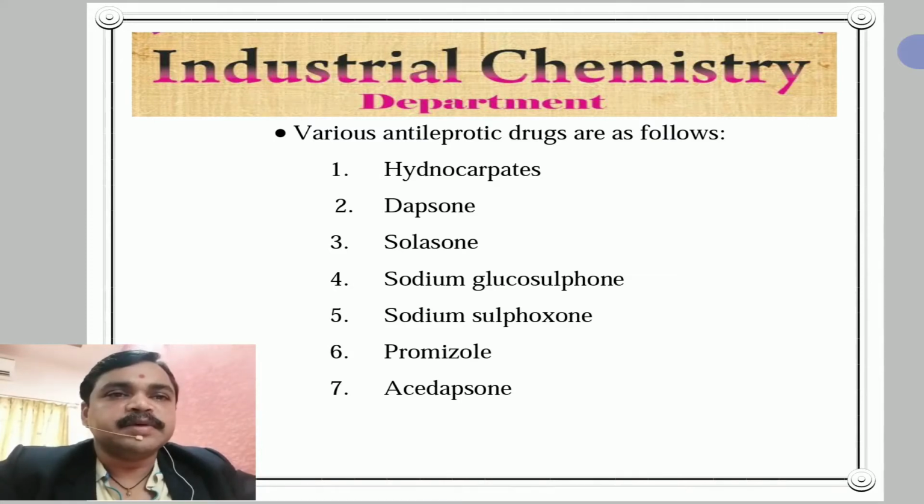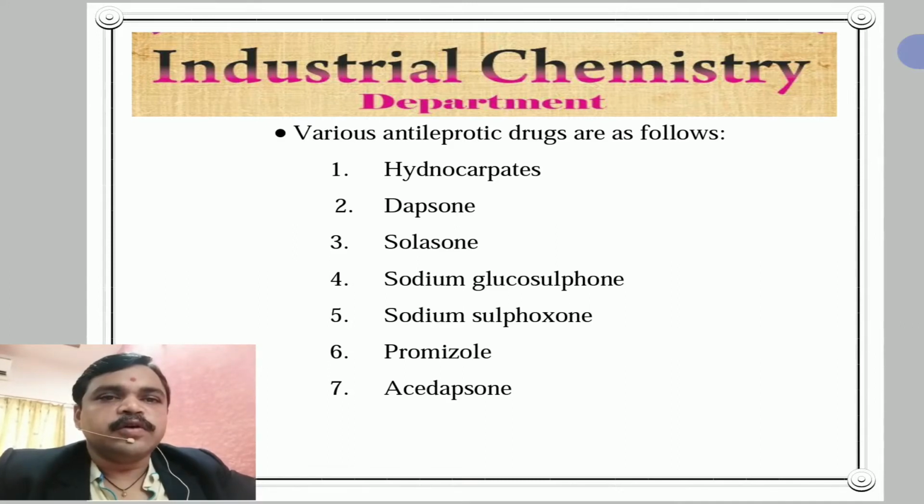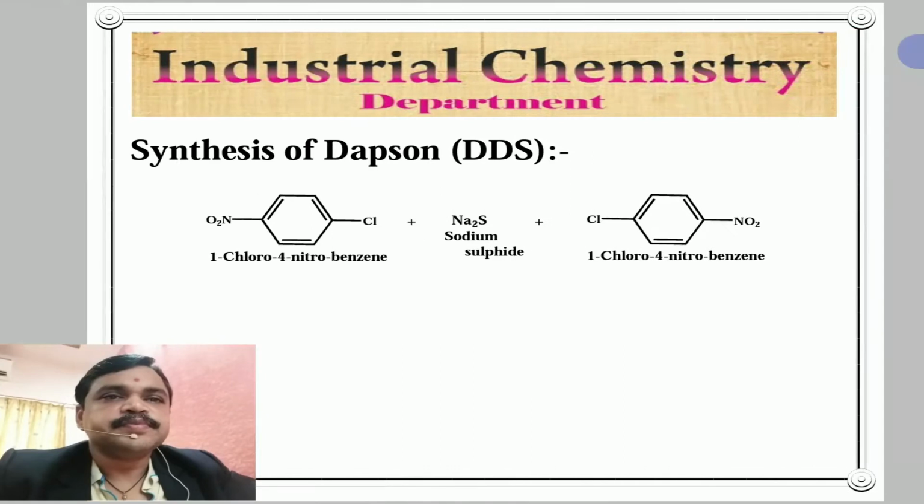According to our syllabus, we have only 3 anti-leprotic drugs: dapsone, solapsone, and acedapsone. So we synthesize these 3 in this lecture. We start with the synthesis of dapsone. Dapsone is also known as DDS. It is the short form of dapsone.